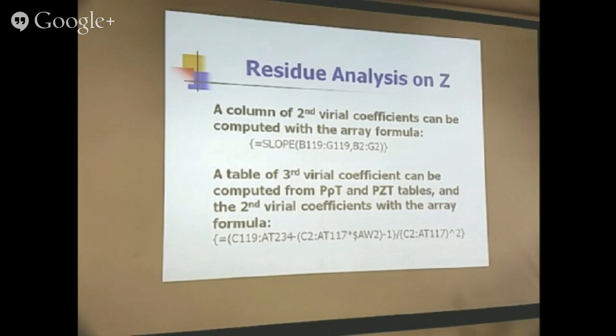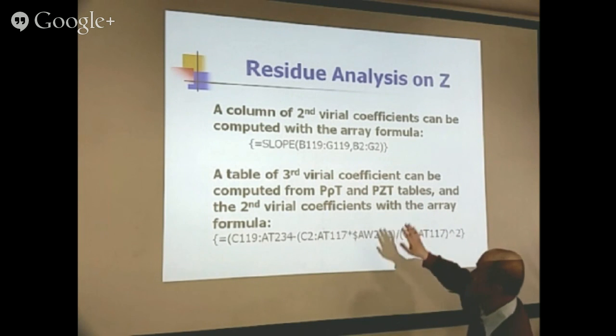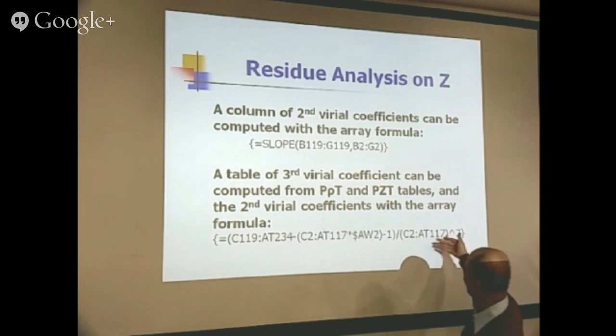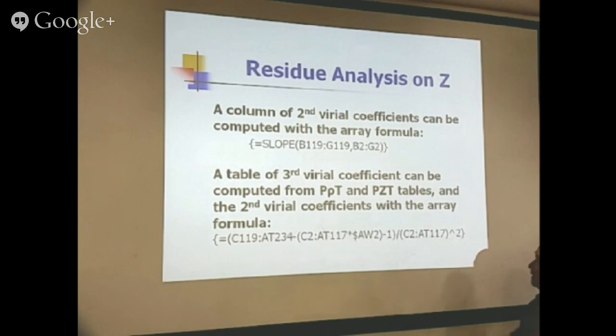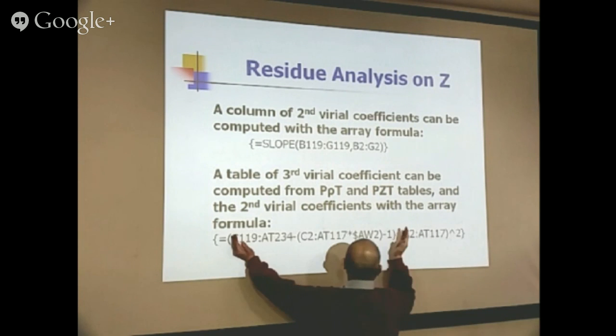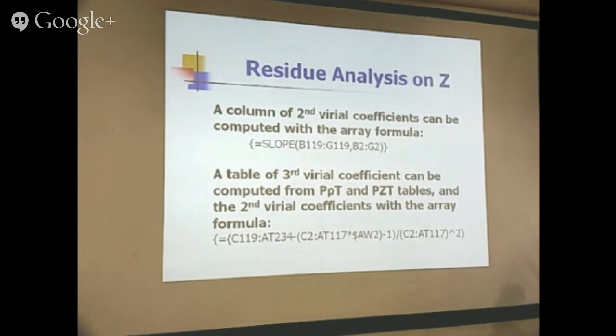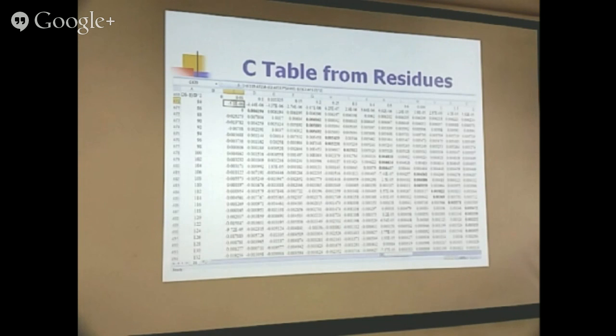Once I have this array of the second Virial coefficient, then I can do Z minus 1 minus B times rho. And this array formula would do exactly that. So this part is the residue, and then I divide it by the square of the density. After this process, I get a table of the third Virial coefficients. So this is what I call the C table. This is a table of the Virial coefficients.